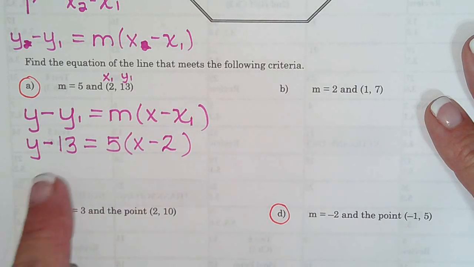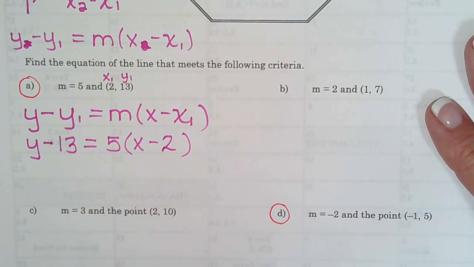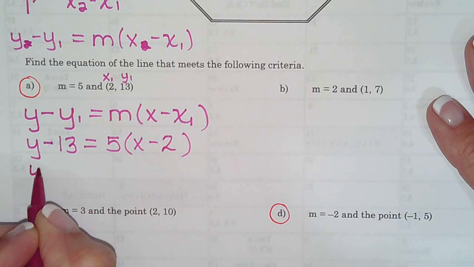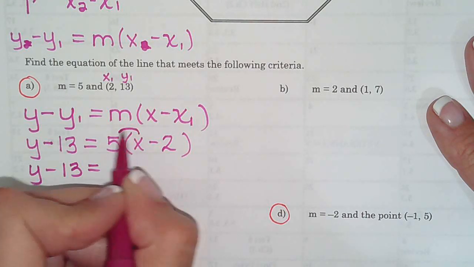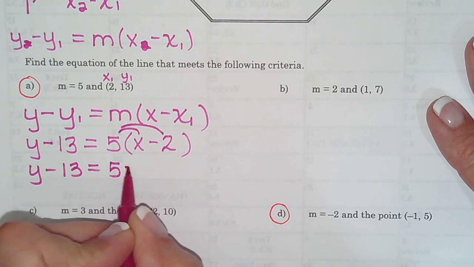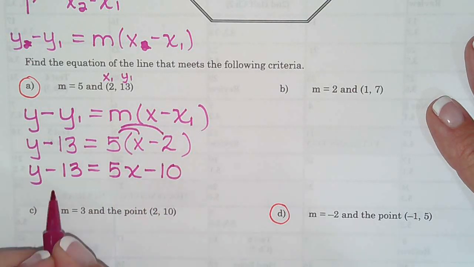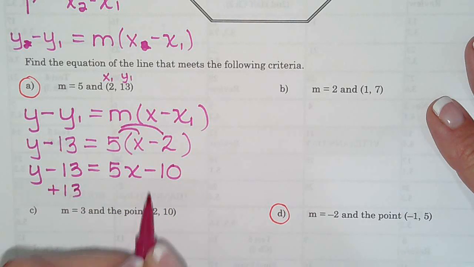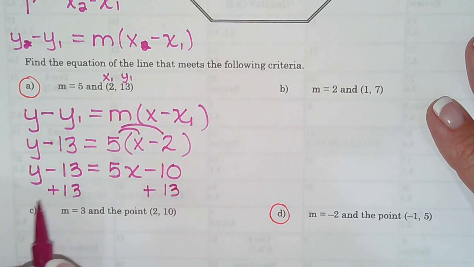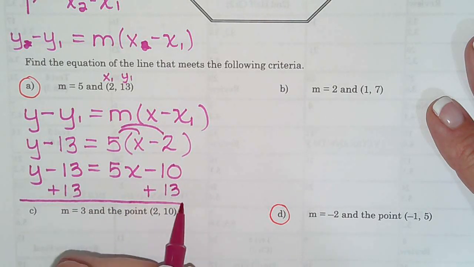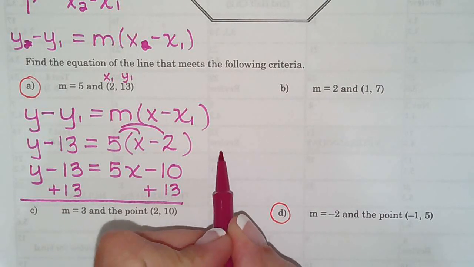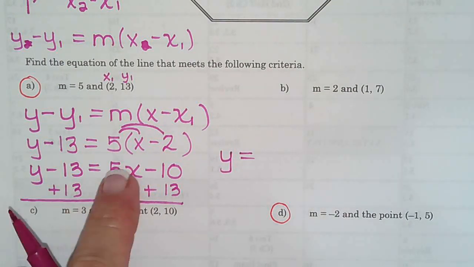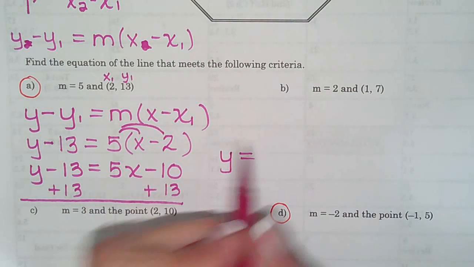Distributed and left the answer in y equals mx plus b form. So first we have to distribute before we can do anything with that 13. So this would be 5x minus 10. And then we add 13, and usually unless told otherwise, we leave all of our answers in y equals mx plus b form, which is called slope-intercept form. So my answer is y equals 5x, 13 minus 10 is plus 3.